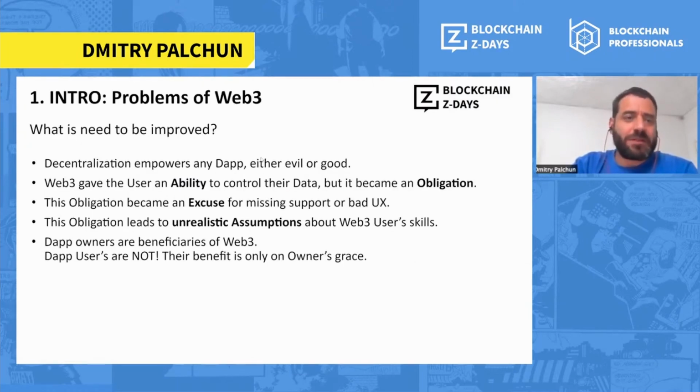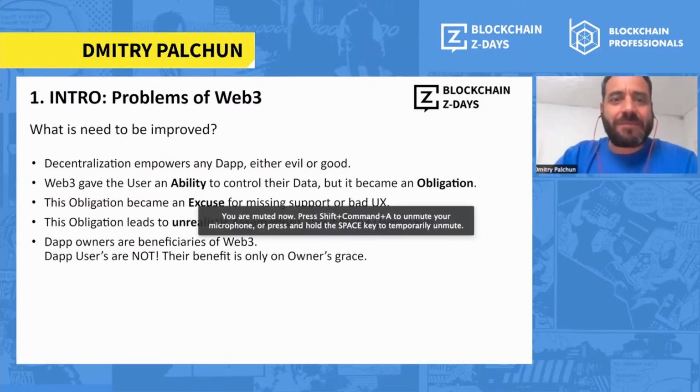So, once more, the problems. Decentralization of Web3 empowers any application, any dApp, be it evil or good. And if it's evil, it becomes powerful and unstoppable, can screw anyone, and nobody can stop it. Web3 gave users the ability to control their data, but with time it came to be understood as an obligation. It's important to understand that the rule of crypto, don't trust, verify, was initially an ability to verify, but now we understand it as an obligation.